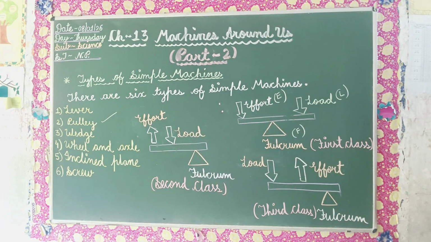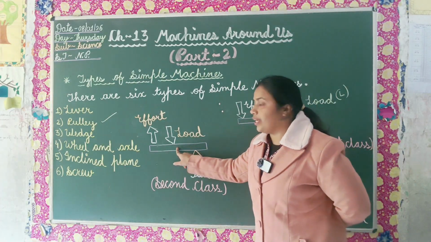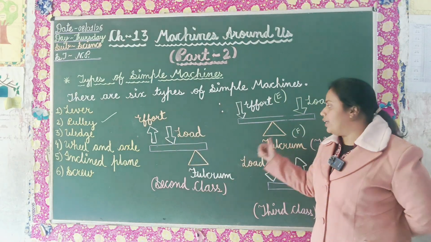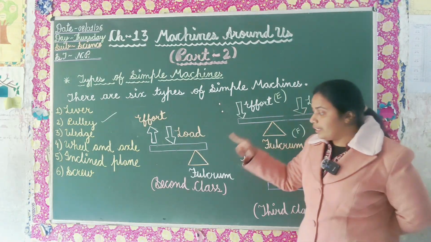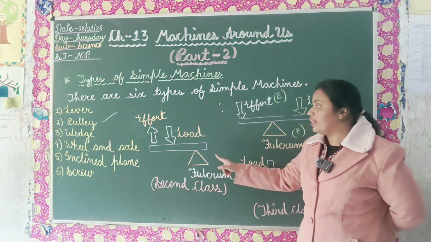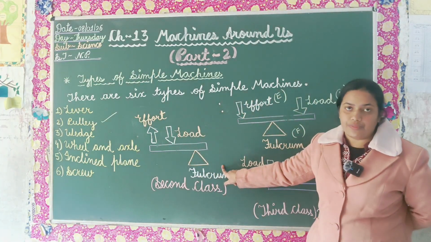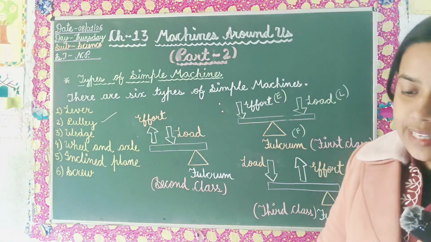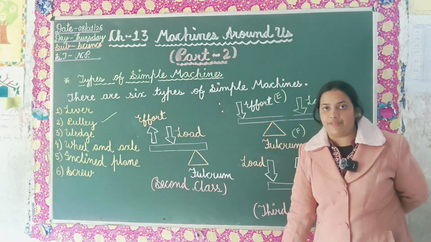Now students, next is the second class of lever. Here you can see that the load is between the effort and the fulcrum, while in the first class of lever, the fulcrum is between the effort and load. But in the second class of lever, the load is between the effort and the fulcrum. Is that clear? For example, wheelbarrow and nutcrackers are examples of the second class of lever.